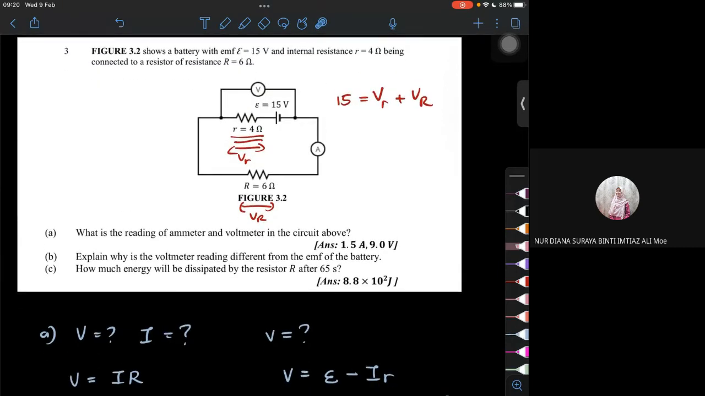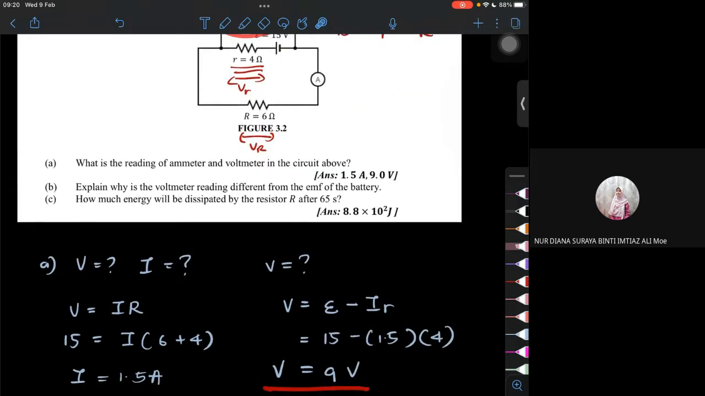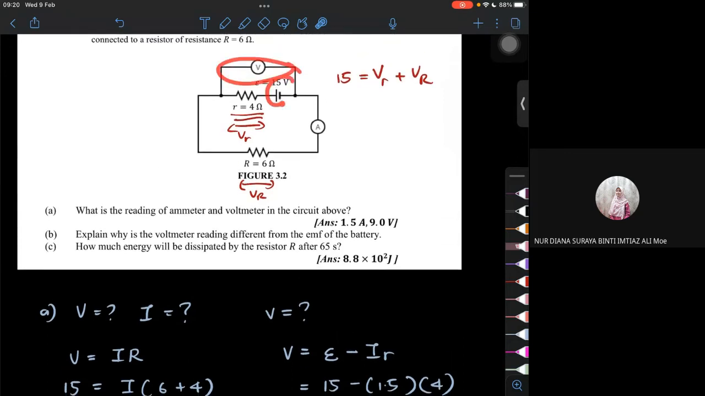Soalan seterusnya. Explain why is the voltmeter reading different from the EMF of the battery. Okay, kenapa voltmeter reading dekat sini, which is kita sudah dapat tadi kan 9 volt, dia tidak sama dengan 15 volt. Okay, I need someone to explain. Basically, Miss sudah explain tadi, but I need another person to explain.